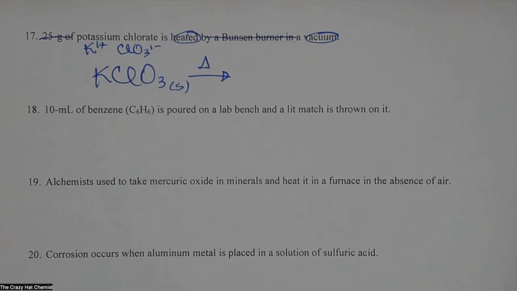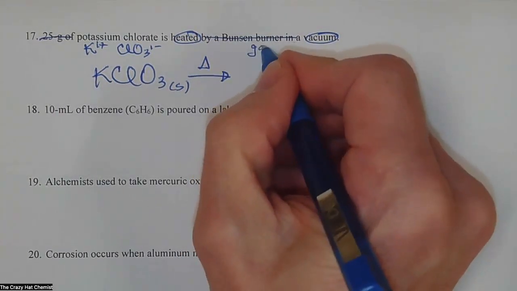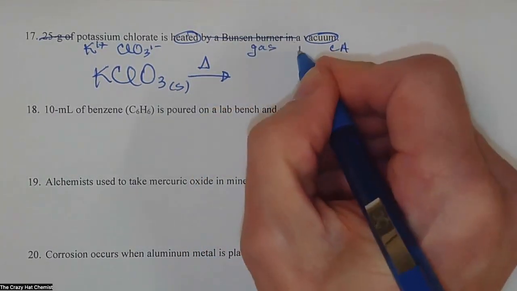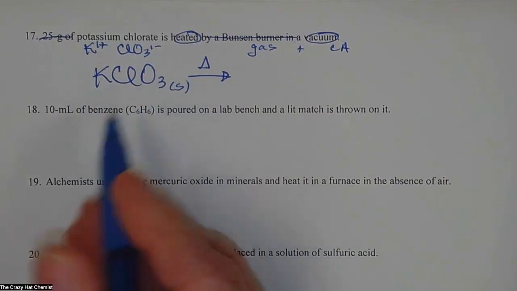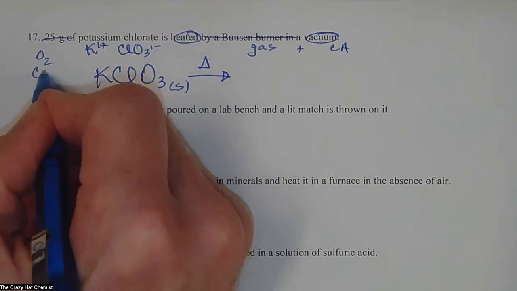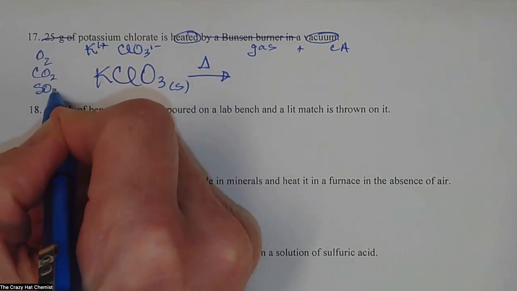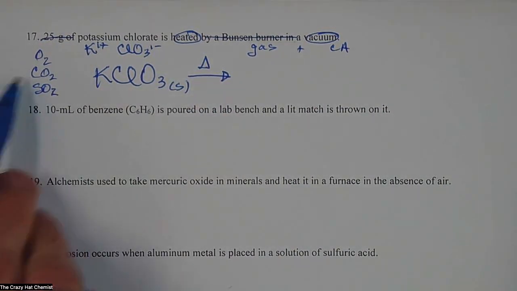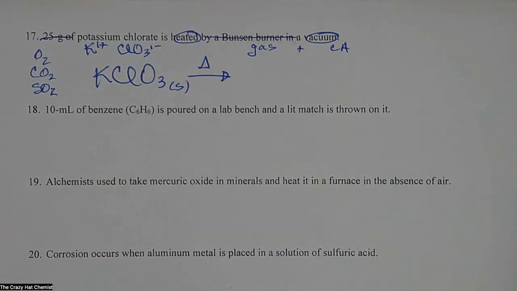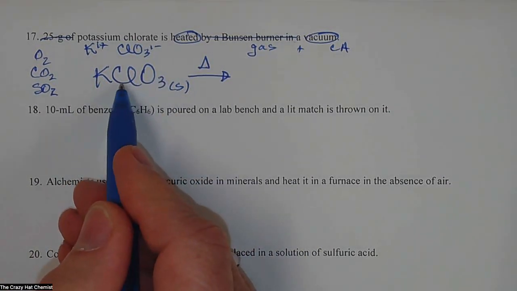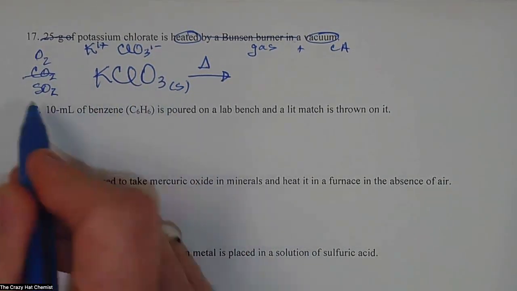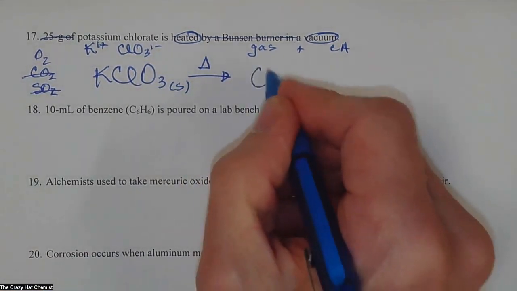So what we need to do on a decomposition reaction is, decomposition reactions typically have a gas and a California. So I need to find a gas. What's the gas? My gas options here are the following. So I got oxygen, carbon dioxide, or sulfur dioxide of the problems that we're doing here. And I don't see any carbons. No, that's a chlorine. No, I don't see any sulfurs. Nope. So therefore, it's oxygen gas.